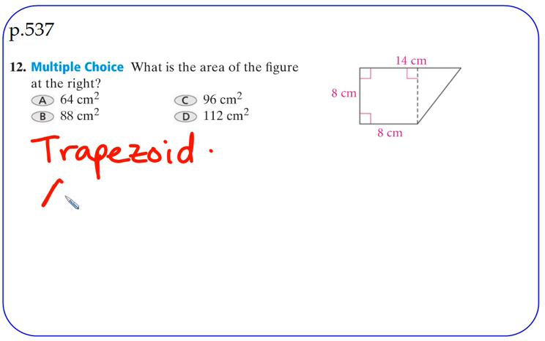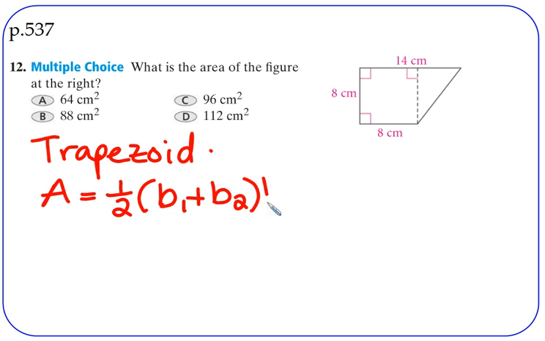The area is equal to 1/2 the base times the height, but we have two bases, so the sum of the bases, 1/2 the sum of the bases times the height. Okay, so here is base 1, base 2, and the height, that would have to be the perpendicular distance between the two, so that would be 8. So that would be the height.